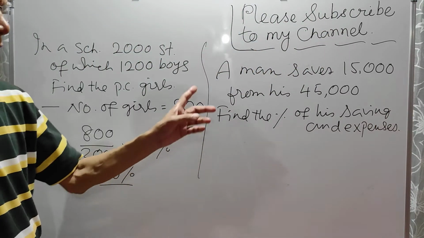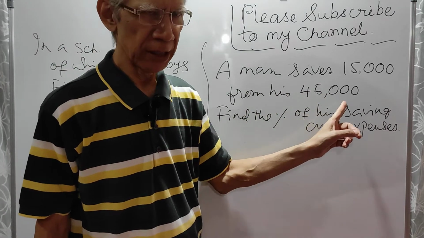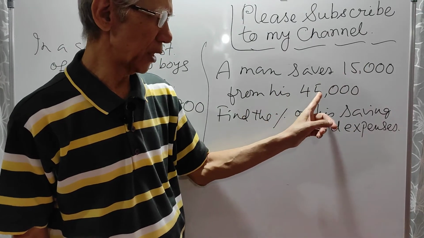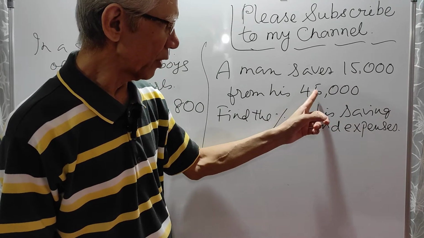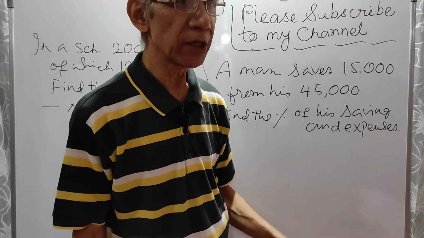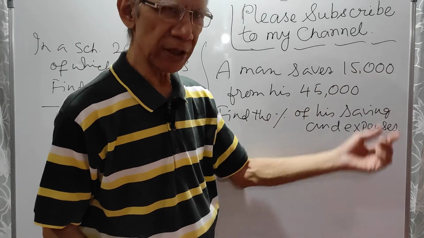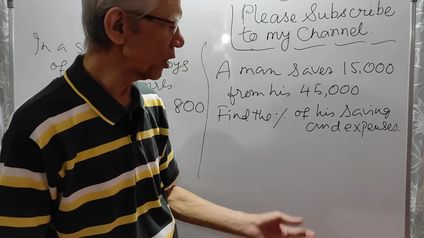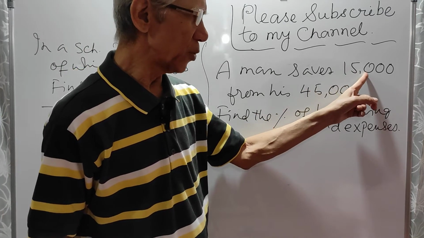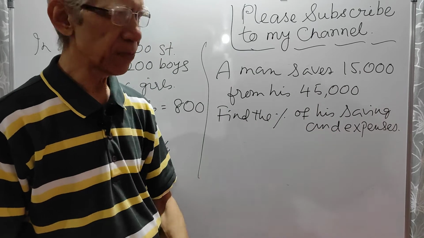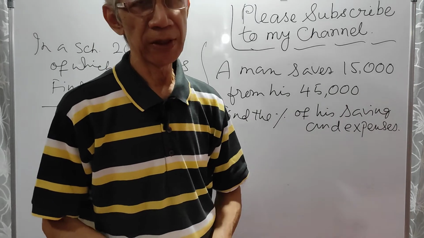So this is the question. A man saves 15,000 from his monthly income of 45,000. Therefore, I think you can understand what his expenditure will be. So 45,000 minus 15,000, that means he spends 30,000 in a month. Now you have to express the saving and also that 30,000 as a percentage, because the question says find the percentage of his saving and also expenditure.